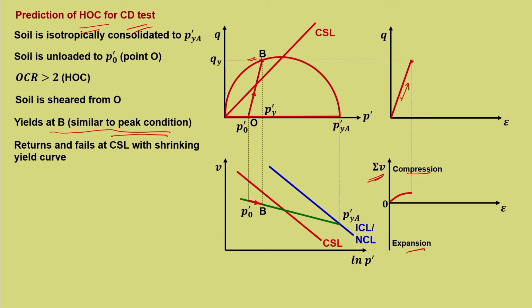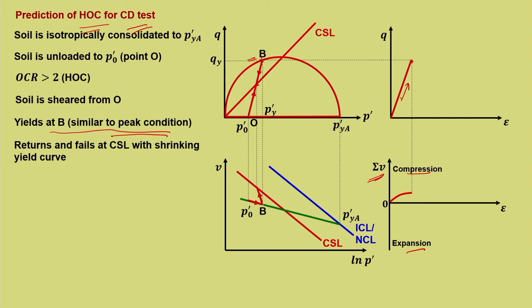It returns and fails at the critical state line with a shrinking yield curve. Shrinking yield curve we have also seen because this is a strain softening behavior. So, it comes and fails at this particular point.